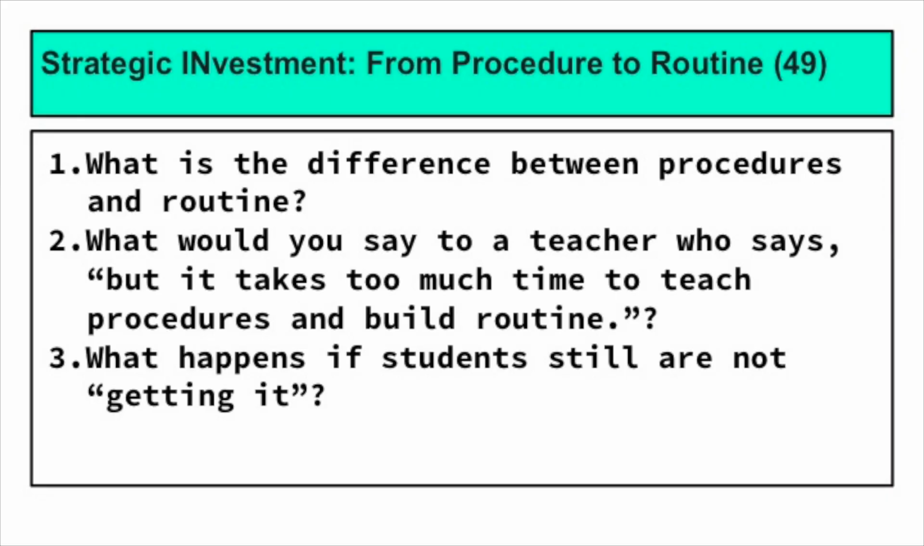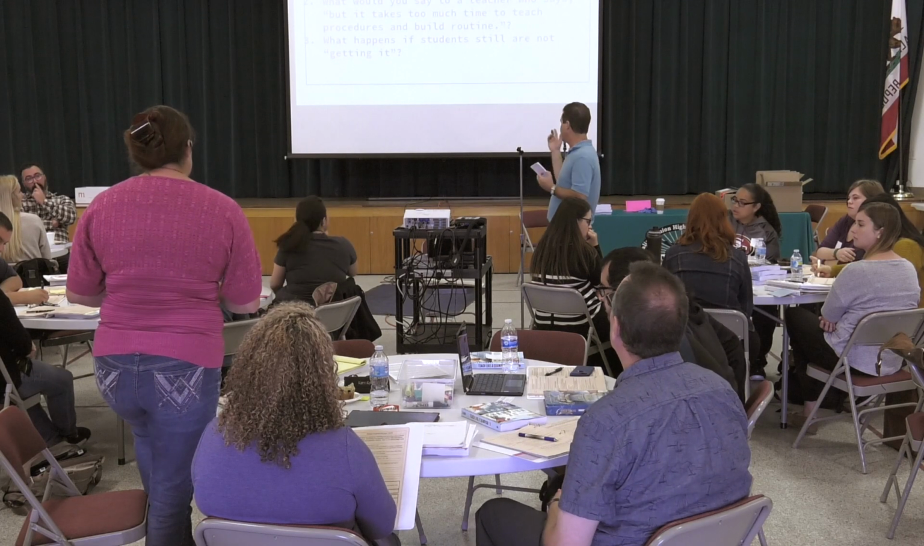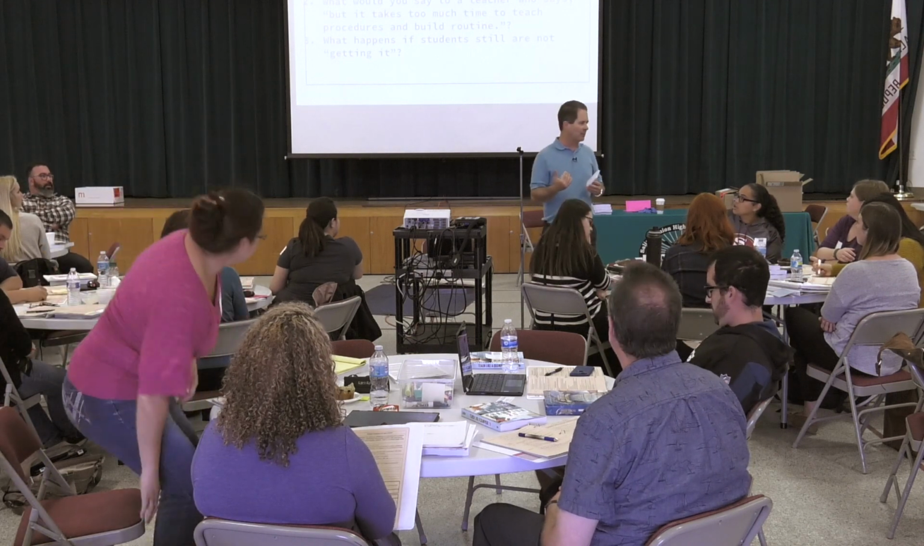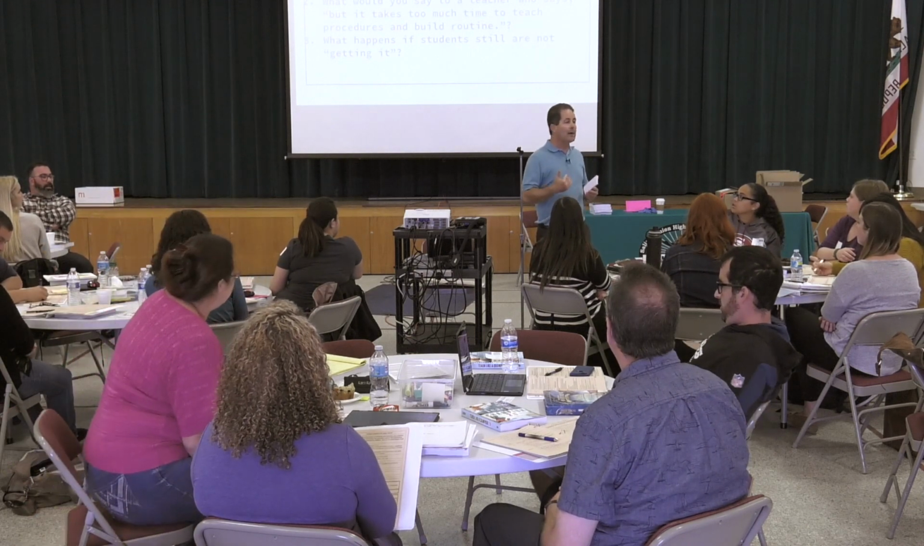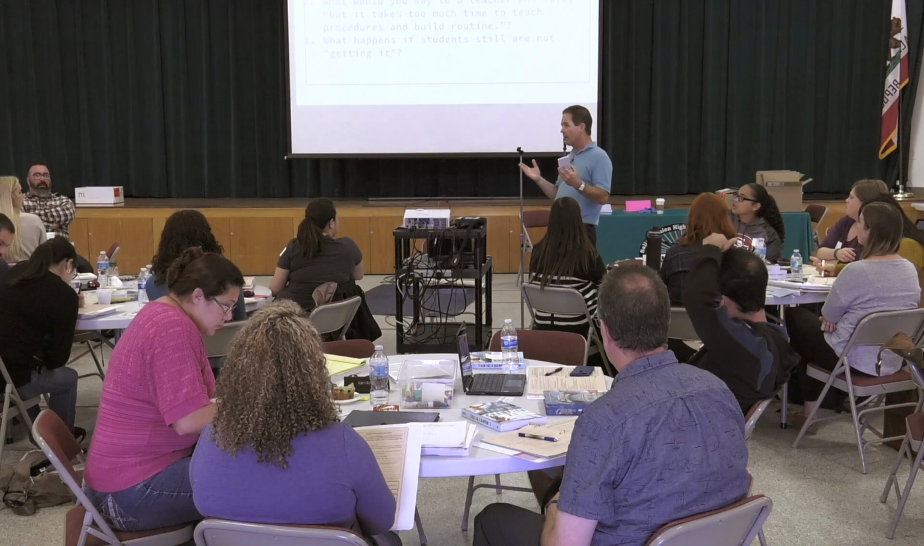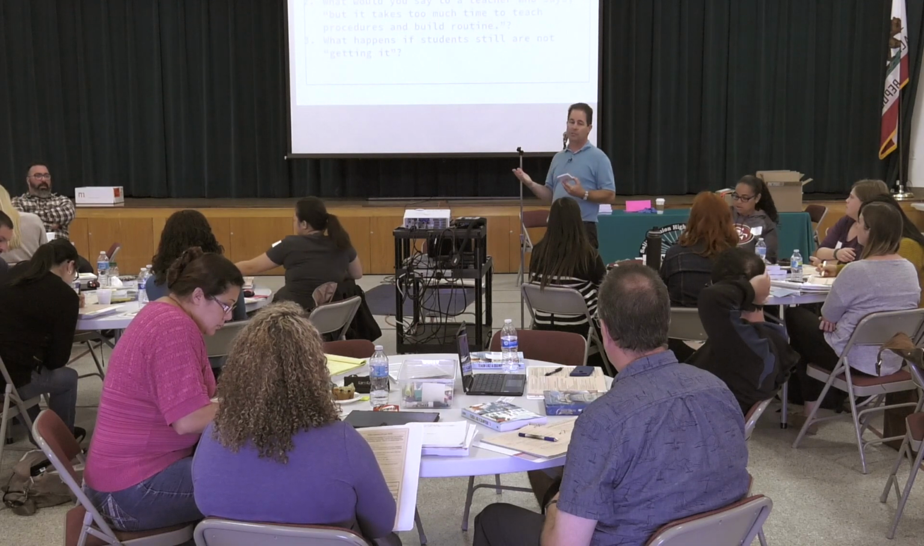Okay. Number 2, what would you say to a teacher who says, but it takes too much time? I think I answered that, but I want somebody to clarify. What if they say it takes too much time? Which really answers number 3. If you're getting to the 4th, 5th time, folks, and they're not getting it, they're not stupid. It's not the students. You got to go up to a mirror, look at the mirror, and that's the person that needs to change. You need to change your approach.